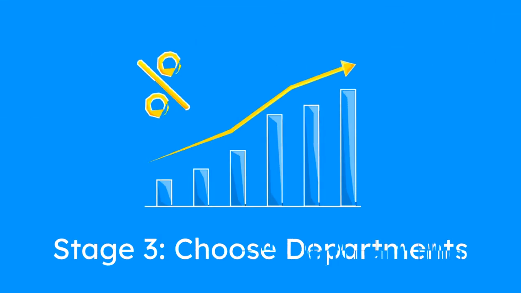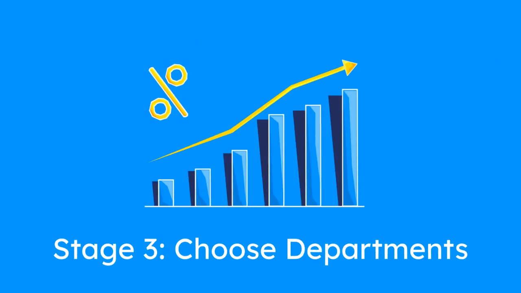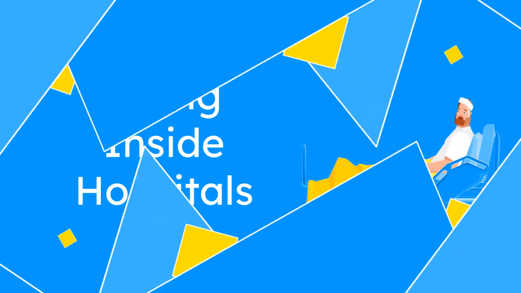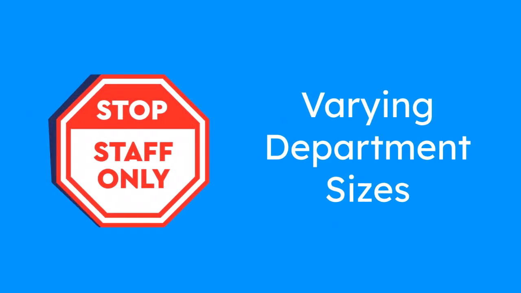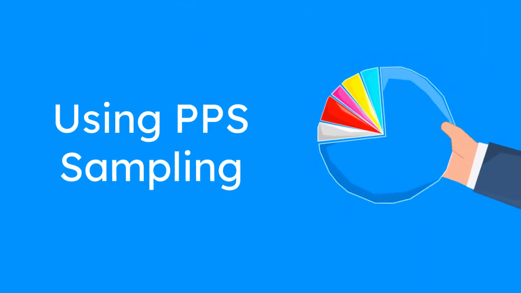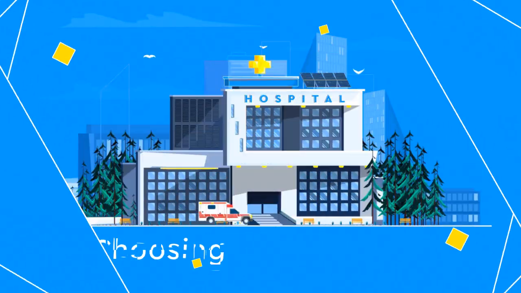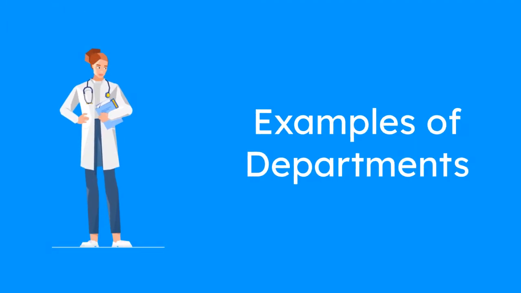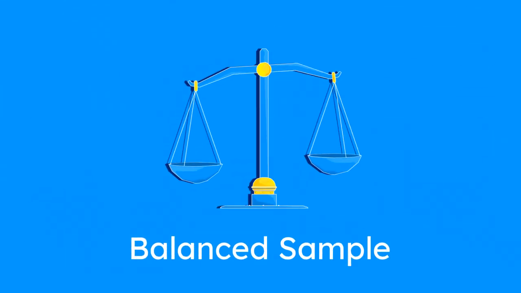Stage 3, choose departments using probability proportional to size, PPS. Now we go inside the hospitals. Departments vary in size, so we don't just pick randomly. Instead, we use PPS sampling. Bigger departments have a higher chance of being picked. From each hospital, we choose 4 departments. Examples: internal medicine, surgery, pediatrics, OBGYN. This keeps our sample balanced.